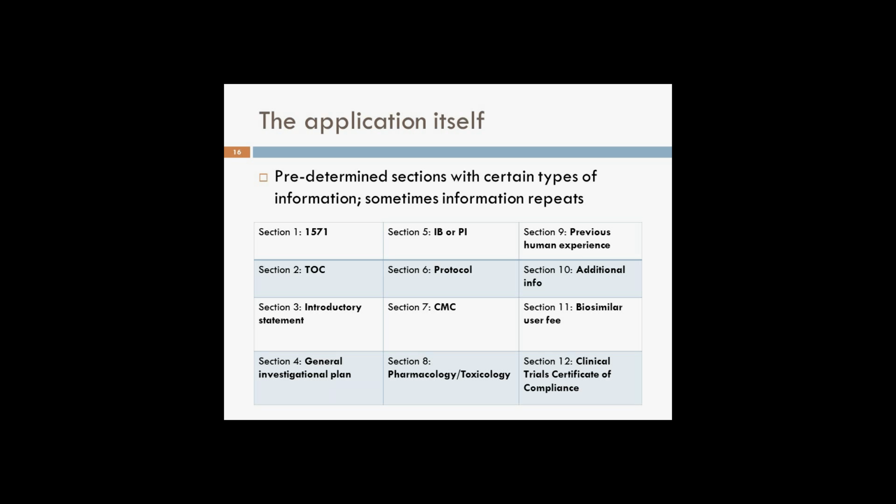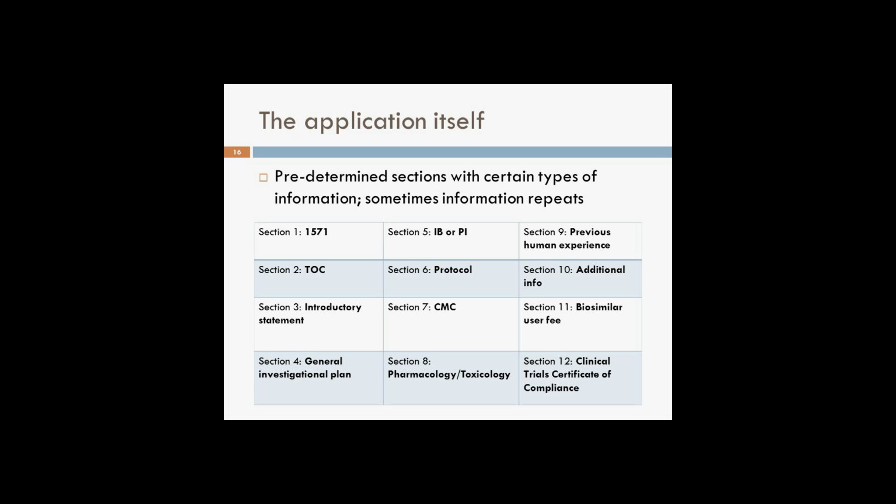So the application itself is divided up into different sections, and certain types of information go into different sections. The sections are the same for any IND that's received by the FDA. So it really helps them hone in, like, I want to look at section 5 because I want to look at the investigator brochure. So they know where to find things. It also means that there may be some repetition. Unlike in a grant application where you typically don't want to repeat yourself verbatim, in an IND it's perfectly fine to have similar text in the introductory statement and also in your previous human experience section.